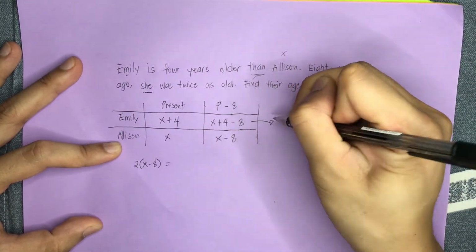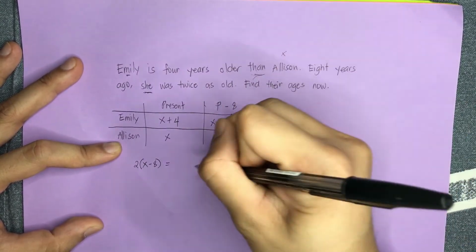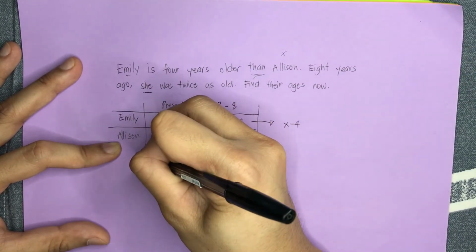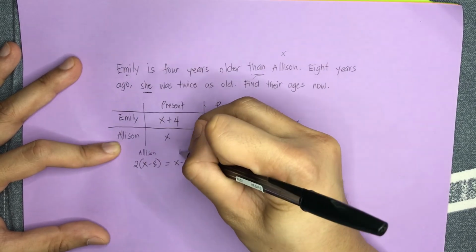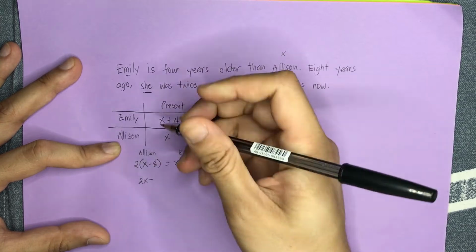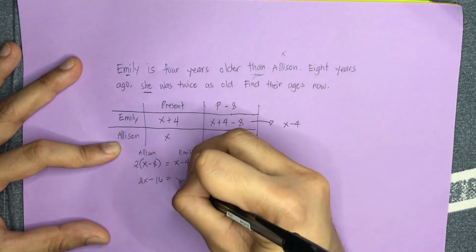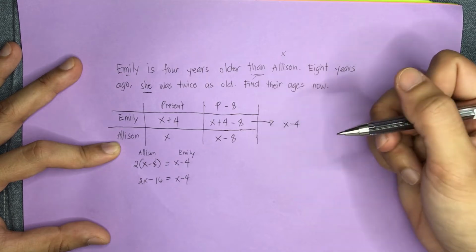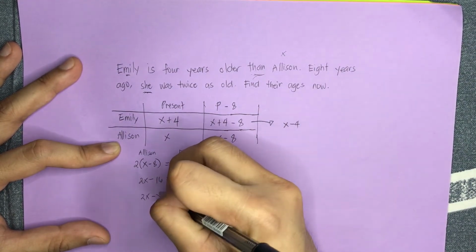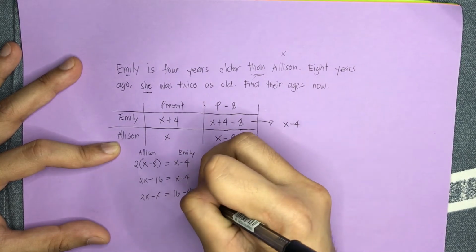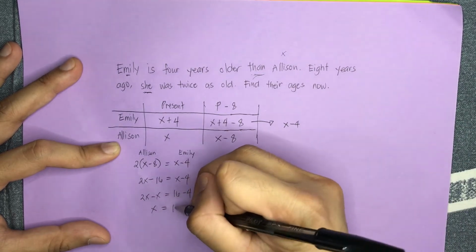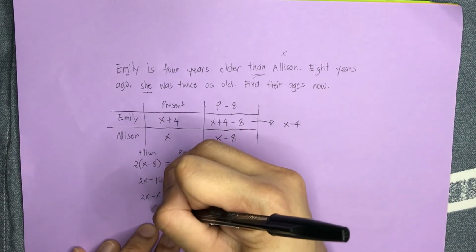We can simplify this into x minus 4. So we'll have x minus 4 here, Allison and Emily. And we have 2x minus 16 is equal to x minus 4. And then 2x minus x is equal to 16 minus 4. We have x is equal to 12.